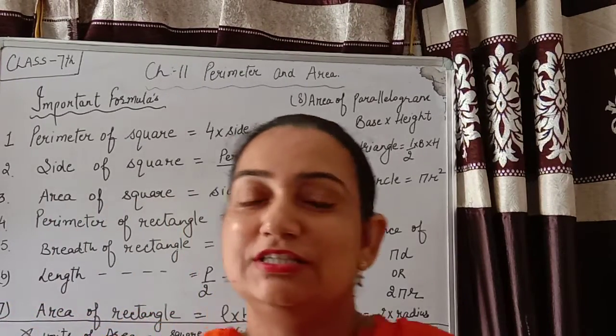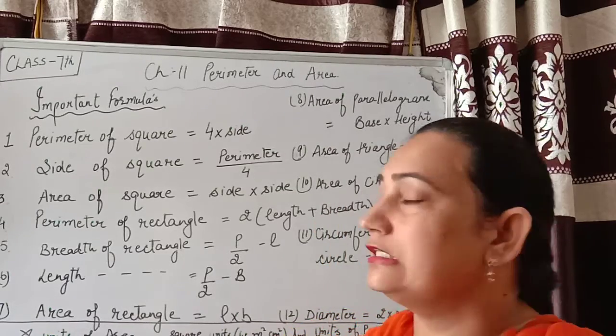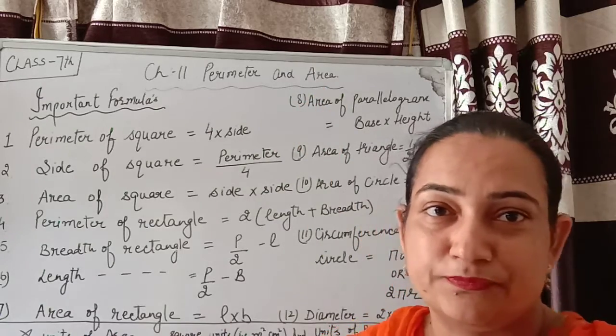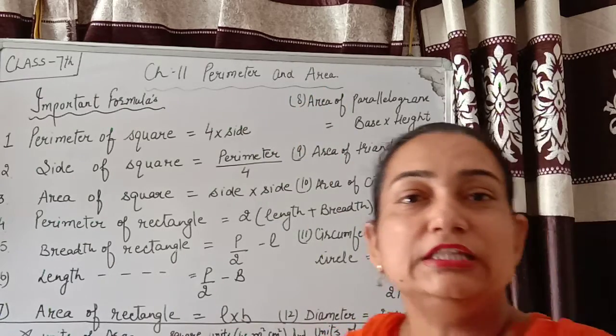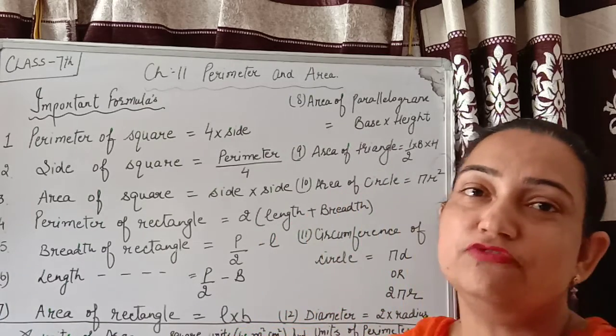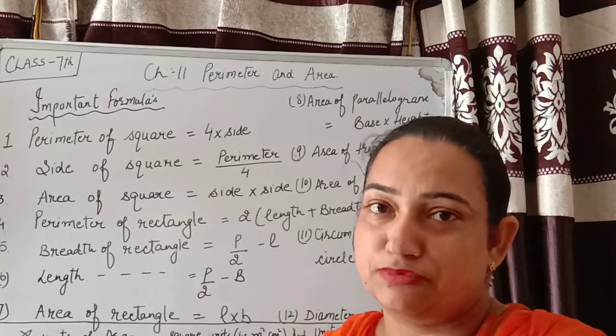Hello to everyone. Now, today we are going to start a new chapter of our math, that is chapter number 11, perimeter and its area. Before starting this chapter, I want to discuss a few important formulas with you that are very important for this chapter.